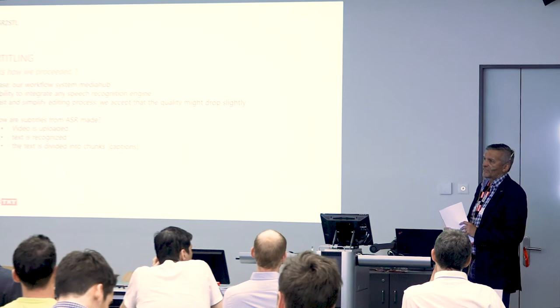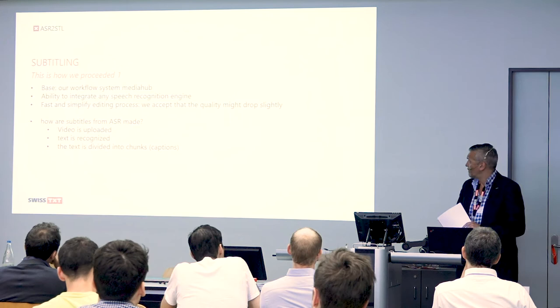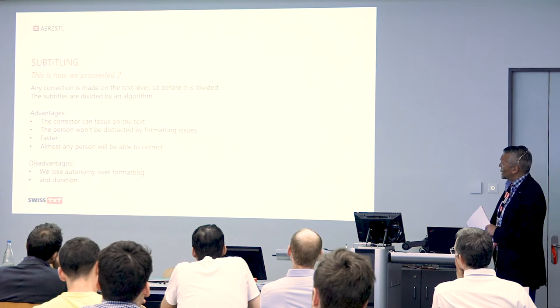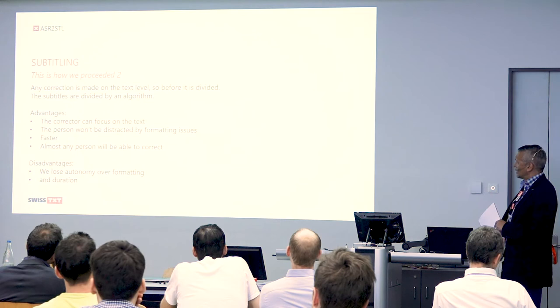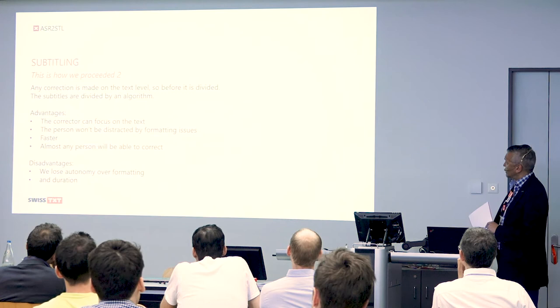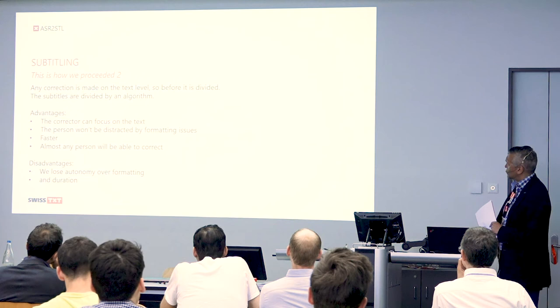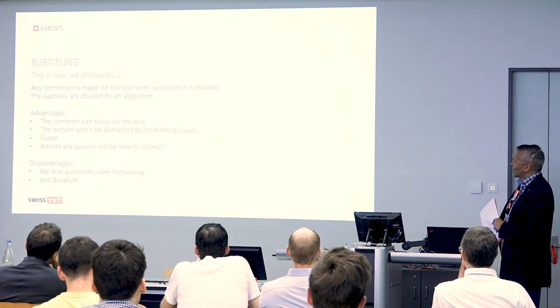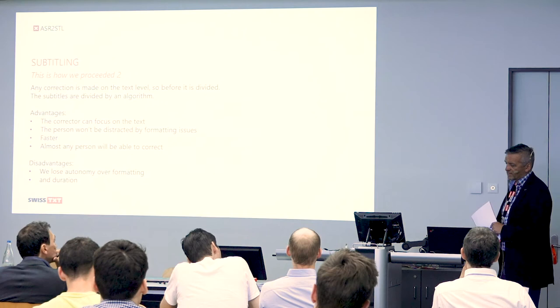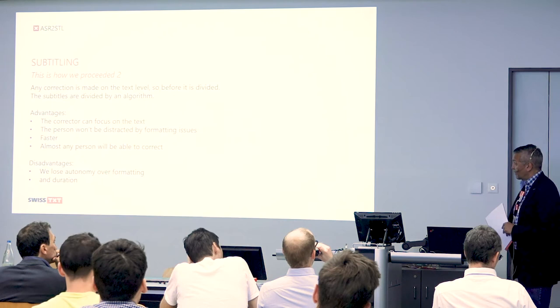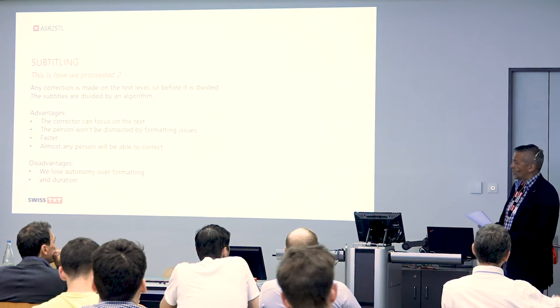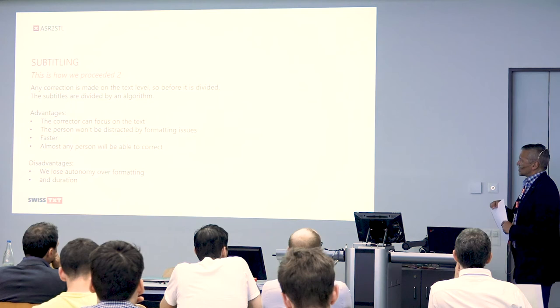In subtitling, the content is mainly on two lines with 35 characters per line. Now, our main idea was that the correction has to be made on the text level, so not on the subtitling level. So the corrections are made before the text is divided into chunks, into subtitles. And then the subtitles are divided by an algorithm, and it's very important for us that we apply this and monitor also the subtitles and then try to improve the algorithm so that the subtitles get better and better.